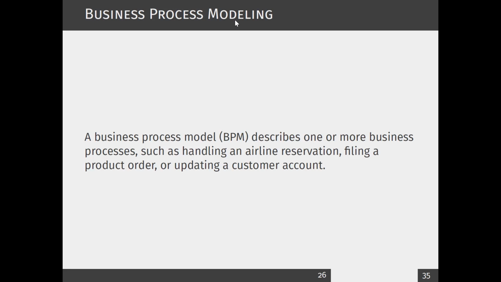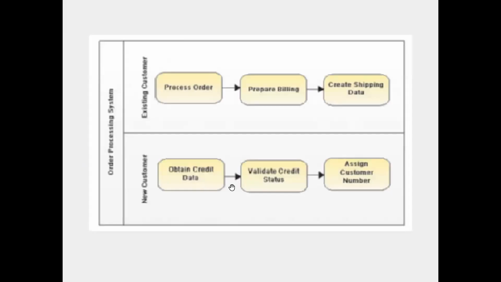There are different modeling techniques we are using, and the most common technique that we use to model a business process is called the business process model, or in short, BPM, right? So, for example, handling airline reservation, filing product order, updating a customer account. All of these you can actually create a business process model for. Right, now let me give you some examples.